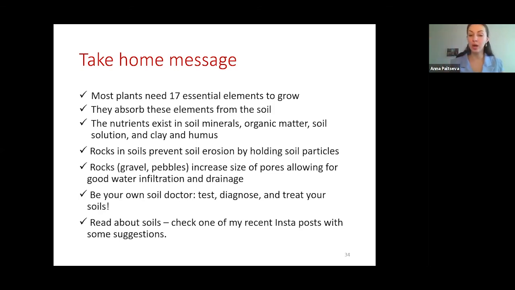Water will go down. You don't need a lot, definitely not a lot, but up to 15% is a good number of this gravel in the soil. It really will help to prevent erosion, especially on open spaces. So I always advise to learn about your soil, test, diagnose, and treat your soil. You can be your own soil doctor.